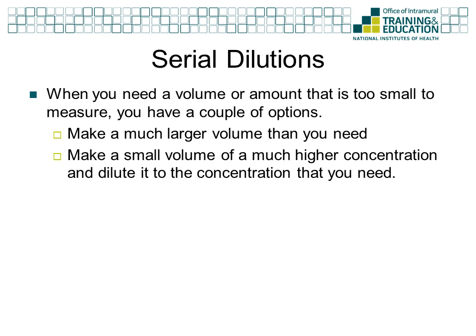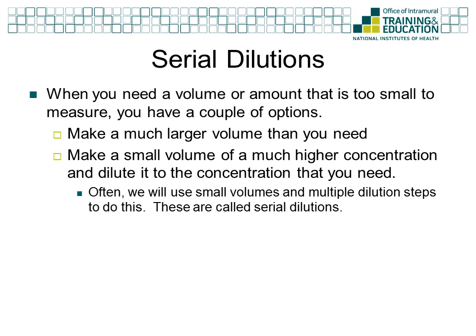The other option is to make a small volume of a much higher concentration solution. Then, you can dilute that solution down to the concentration that you need. Oftentimes, you will need to dilute the higher concentration solution a significant amount, which would again require making a larger volume of the solution at the concentration you need. However, we can use a series of small dilutions into smaller volumes to get to the volume and the concentration that we desire. This is known as using serial dilutions.